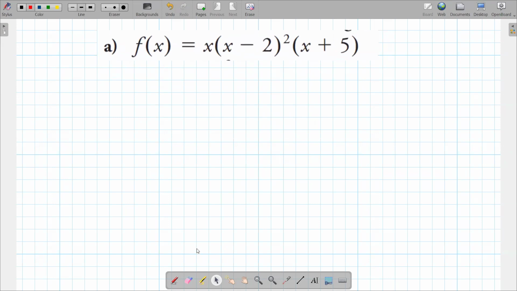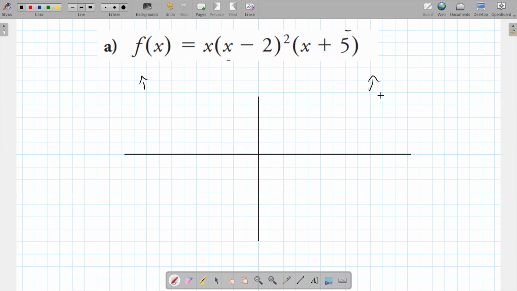Okay, what is the degree of this polynomial? 4 is correct. Positive or negative? Positive. So you know a degree 4 polynomial is just like a degree 2 polynomial. It's going to start in Q2, end in Q1. So we're going to start here. We're going to end there.